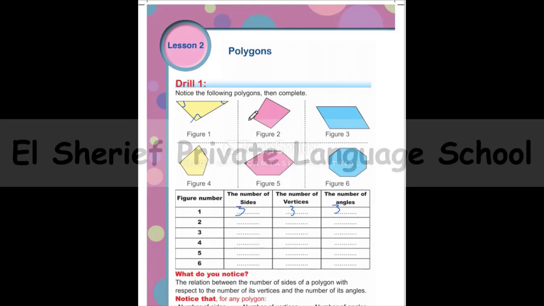Number 2, figure 2, we have a quadrilateral shape, which has 4 sides. So we can write 4. And number of vertices, these points, 1, 2, 3, 4. So we also have 4 vertices. And now number of angles. Number of angles, the corners inside that shape. So 1, 2, 3, 4. So we have 4 angles.